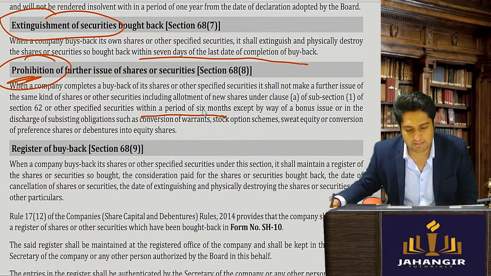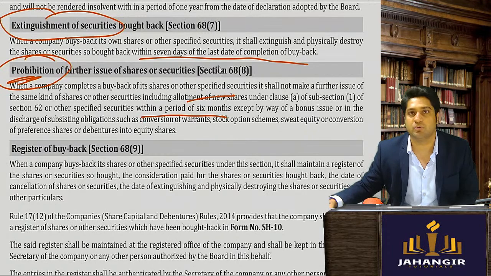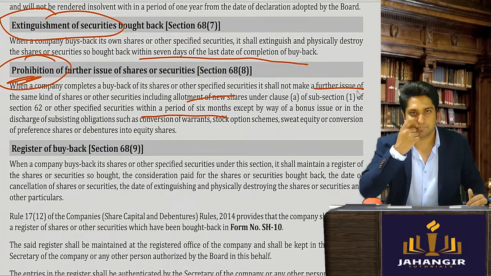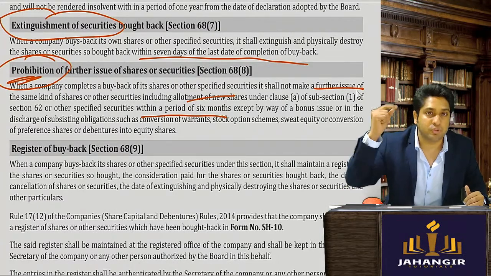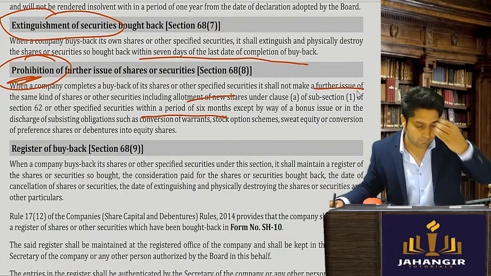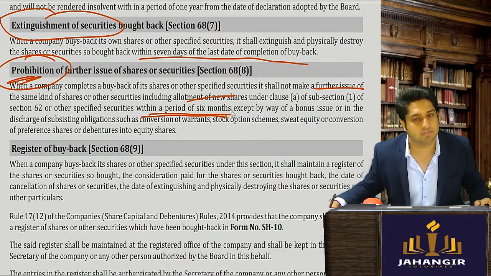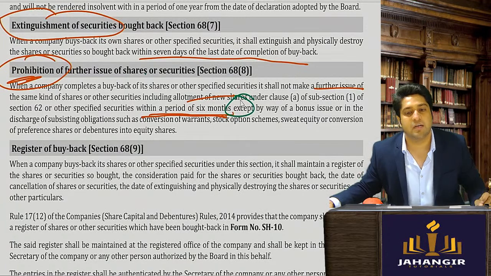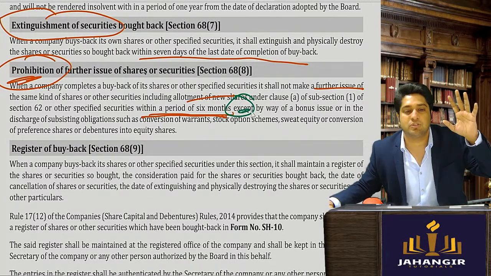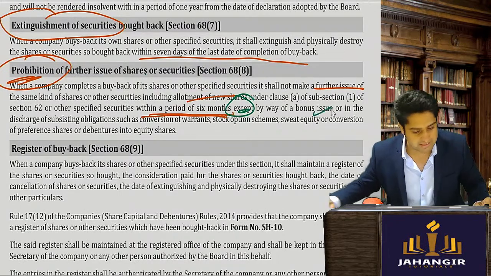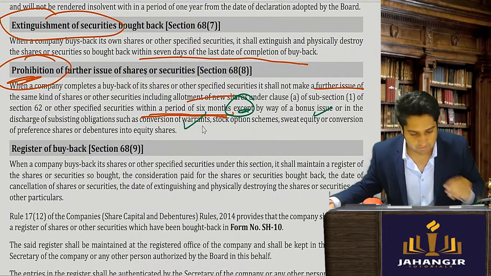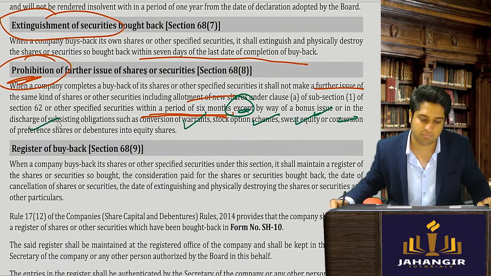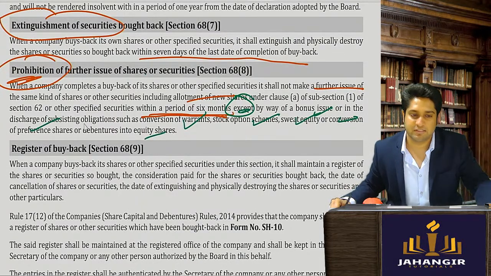Prohibition of buyback. Now your company is prohibited from making a further issue of shares. For example, the company did a buyback today. Now the moment the buyback is done, again the company wants to issue new shares. So they cannot do so within a period of 6 months. They are saying, wait, you just did a buyback, now don't go to issue, wait 6 months. However, the company can, within 6 months also, make a further issue for bonus shares, for warrants, for converting their shares into warrants, for stock option schemes, sweat equity schemes, conversion of preference into equity. All this is allowed even within 6 months.